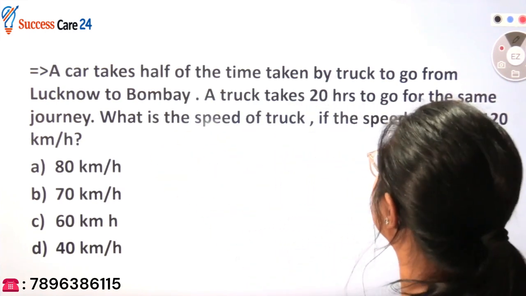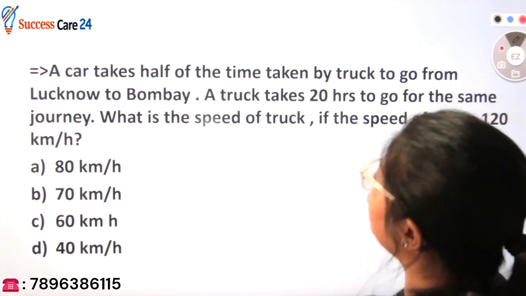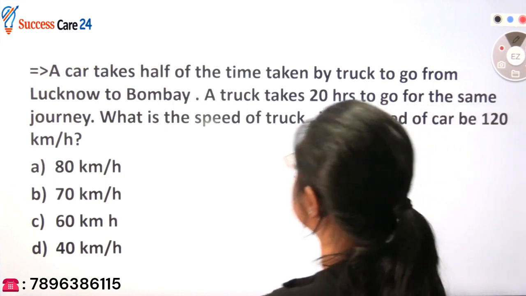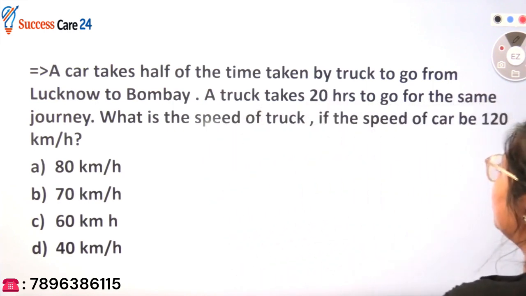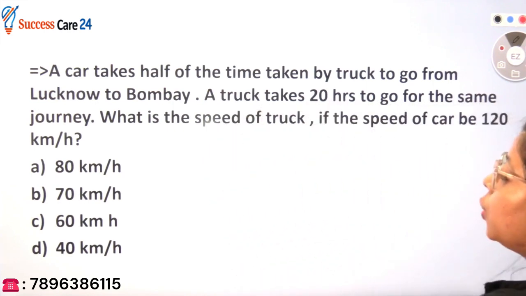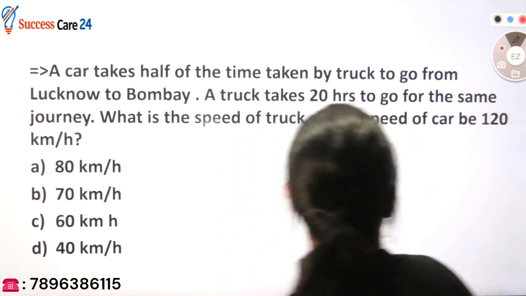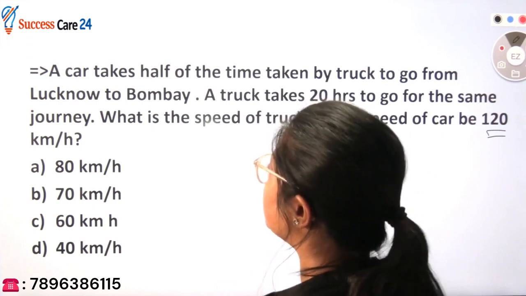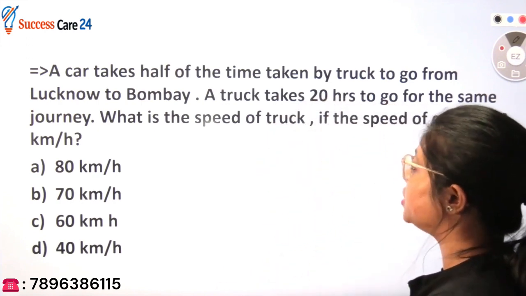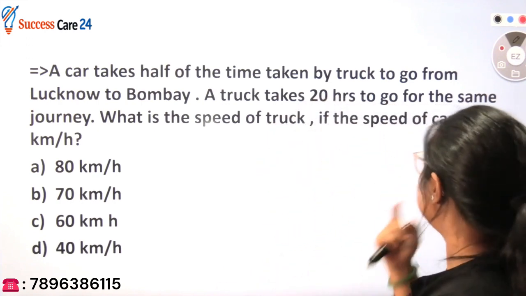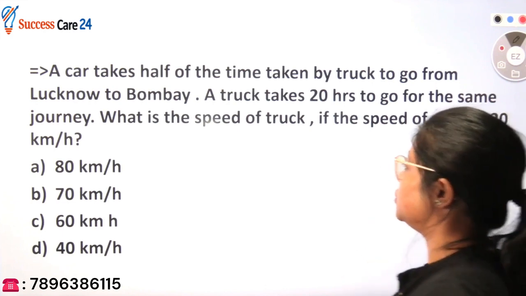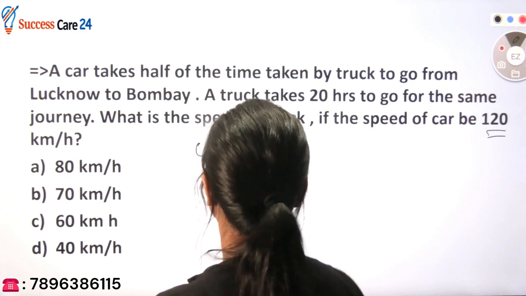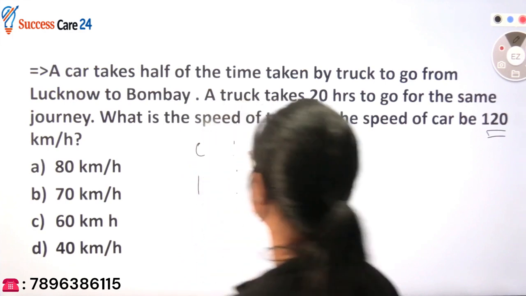So a car takes half the time taken by a truck to go from Lucknow to Bombay. A truck takes 20 hours for the same journey. What is the speed of the truck if the speed of the car is 120 km per hour? So we are given the speed also. From here we can take the ratio of time, then inverse that ratio, and we'll get the speed ratio. Okay.